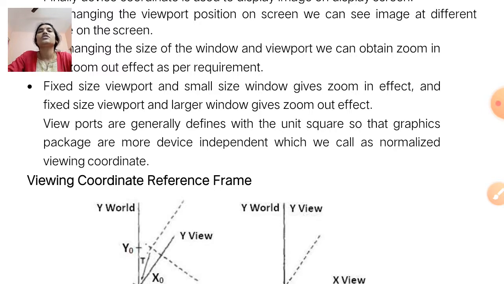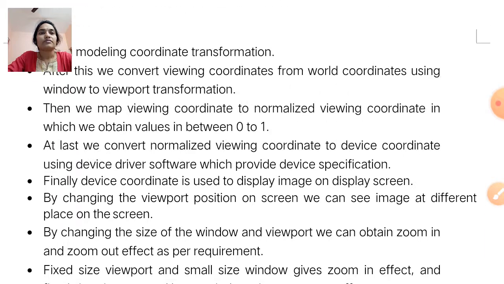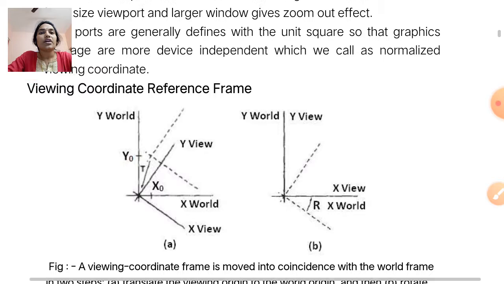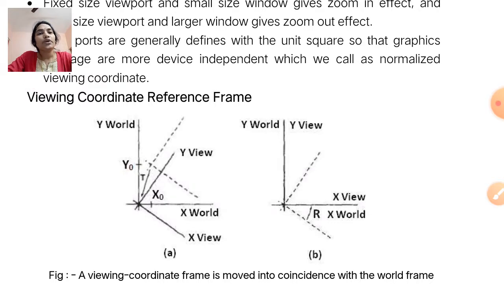So this one is your viewing pipeline. In the viewing pipeline, we have learned what is window, what is viewport, what is viewing transformation, and what are the steps of the 2D viewing pipeline. Now let us discuss viewing coordinate reference frame.